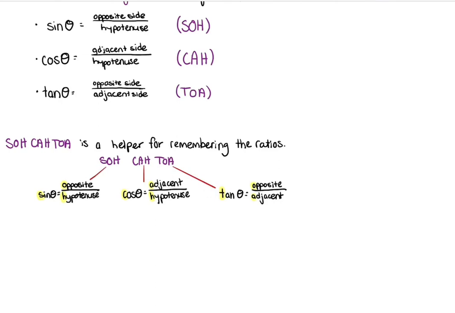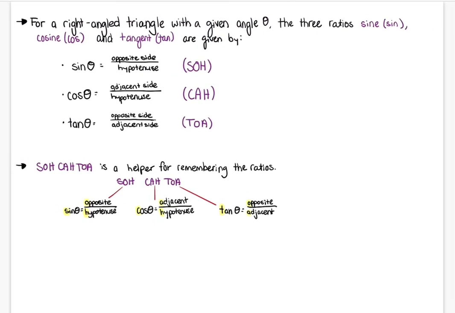If you write SOH CAH TOA on every page, to help you remember which of these ratios you're going to come across, it comes so much easier, because you're not having to try and remember them and go back. It's a simple: oh, I've got my opposite and I've got my hypotenuse, that means I'm going to be doing sine. So that's what we're going to be looking at.